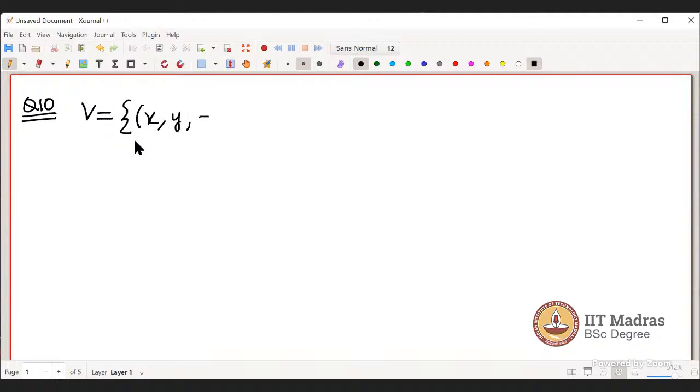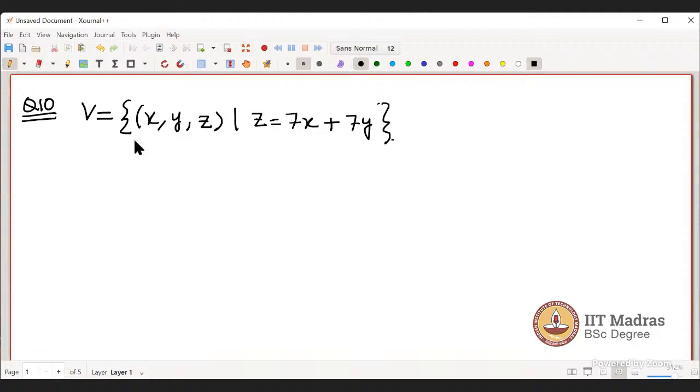X, Y, Z, and the Z coordinate satisfy something. So what is that condition? The Z coordinate satisfies this condition: Z is equal to 7x plus 7y. So this is my space.